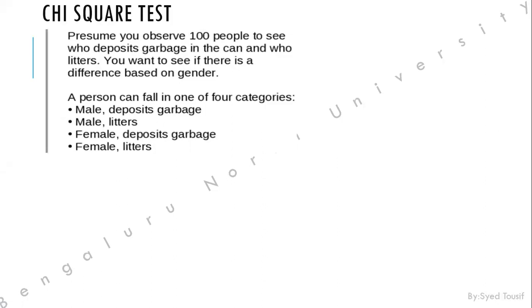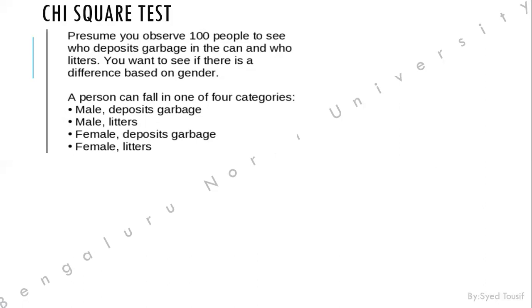You want to see if there is any difference based on gender or not. Now we are checking whether the littering is based on gender or not. Means properly depositing the garbage depends on gender. Means females are doing a good job or males are doing a good job, or females are littering or males are littering. That is what we are going to check.